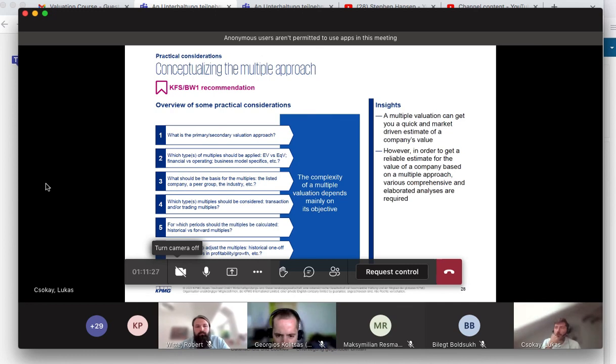And so always keep that in mind. What is the source for my multiples? If you use a peer group, maybe you need to check again the peer group. Is it consistent? Is it comparable to your company, and so on?